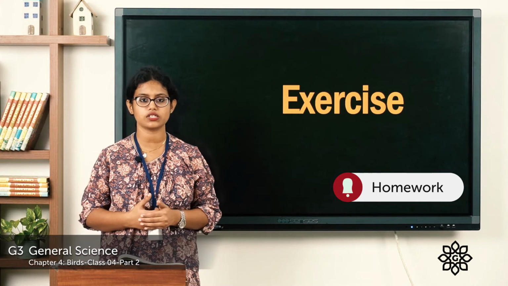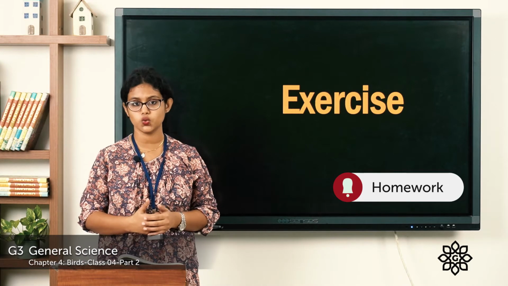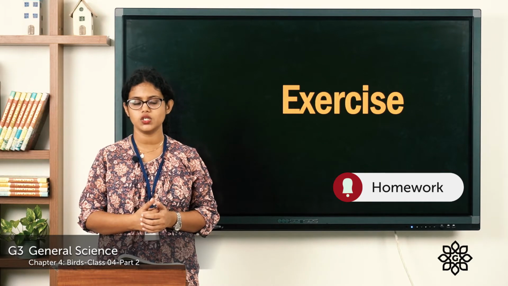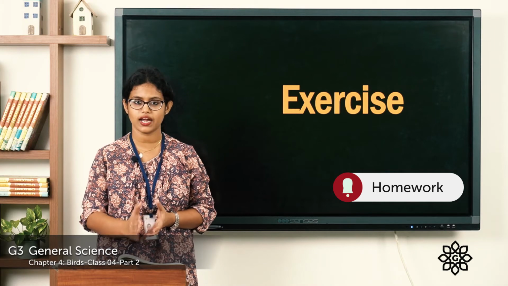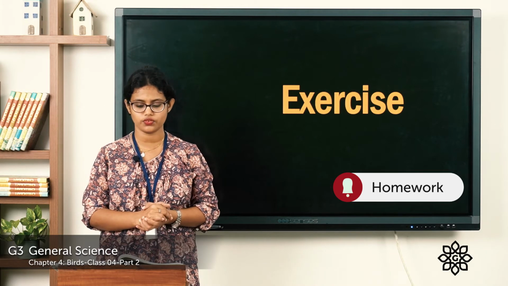Coming to the next one, there is an activity zone. You have 3 questions given with 3 clues. So what you have to do is, you have to read this clue and write down the answer. You can write it, you can do this by yourself.